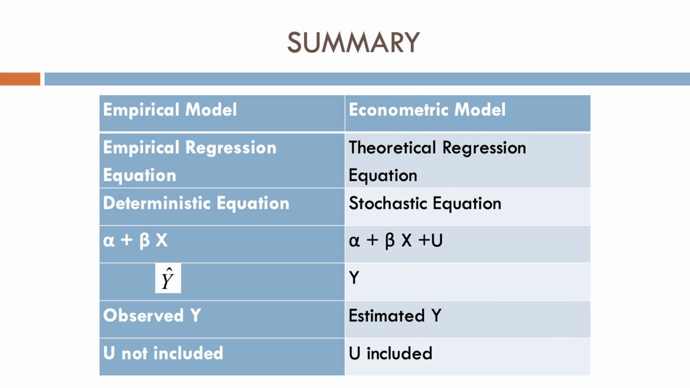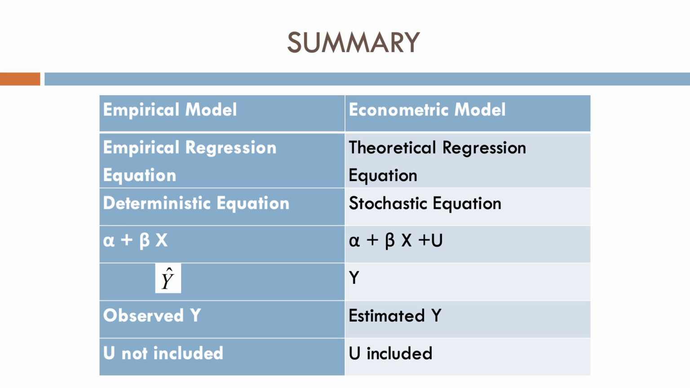In essence, we may compare two models, because in the regular econometric model there is a sub model. The sub model is called empirical model, the main model is econometric model. The empirical model is otherwise called empirical regression equation, the econometric model is called theoretical regression equation. The empirical model is deterministic by nature, whereas the econometric model is stochastic in nature.